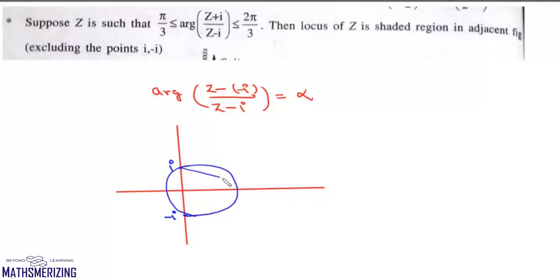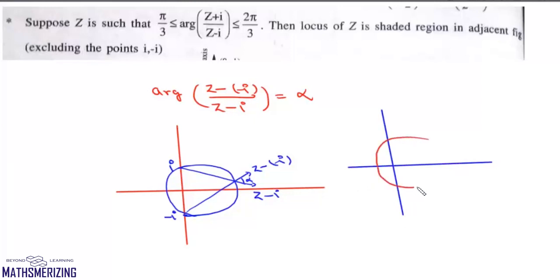then at any point z, this is z minus of minus iota, z minus iota, and this angle will be alpha. Now it says this angle must lie between pi by 3 and 2 pi by 3. So we have to draw this region, then we have to draw 2 circles. First circle in which it makes an angle pi by 3, and then this second circle at which it makes an angle 2 pi by 3.